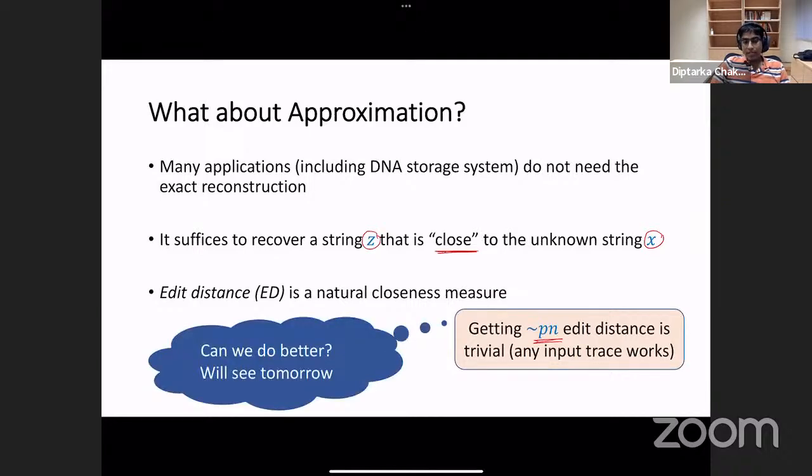Okay. So the question is, can we do better? Can we show some non-trivial result here, which is smaller than pn? So the answer is yes, and we will see that proof tomorrow, how we will get something better than pn.